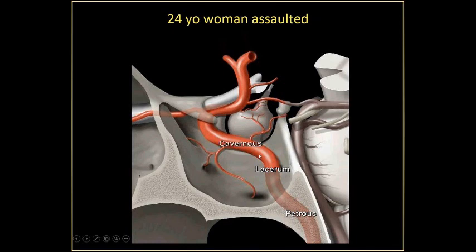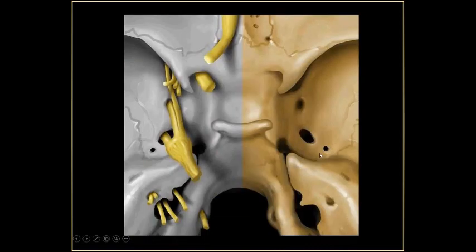The cavernous segment comprises two genus, an anterior genu and a posterior genu. The clinoid segment is at the anterior clinoid process. The ophthalmic segment is where the ophthalmic artery comes out. And then finally, the communicating segment contains the posterior communicating artery and the terminal branches of the internal carotid artery. So in this case, the knife is very close to the cavernous segment.